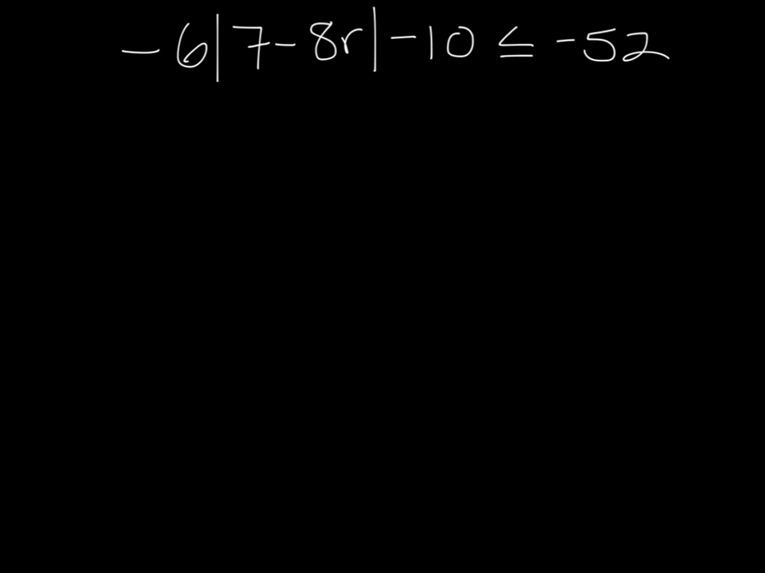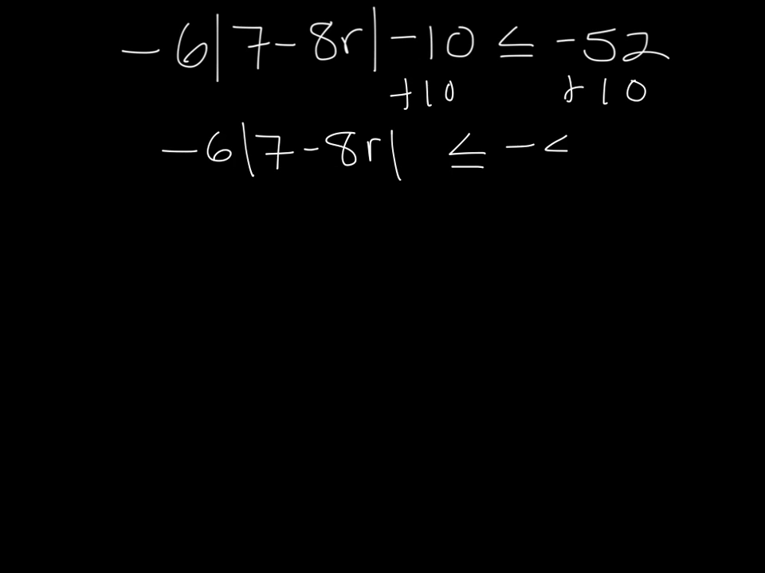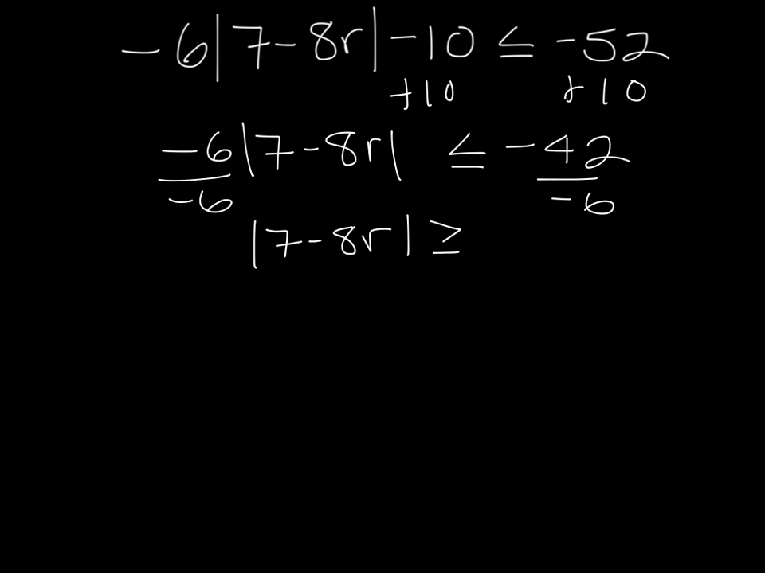So just like when we're solving an absolute value equation, we need to first isolate the absolute value. So we're going to add 10 to both sides, and we get negative 6 absolute value of 7 minus 8r is less than or equal to negative 42, and we're going to divide by negative 6 on both sides, leaving us absolute value of 7 minus 8r. When we divide by a negative or multiply, we flip the direction of the inequality, so now we have a greater than or equal to, and we have a 7 on the other side.